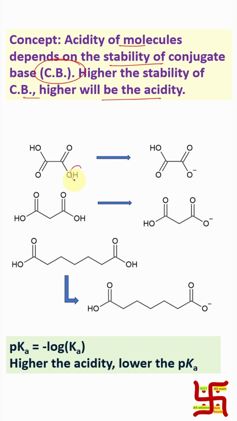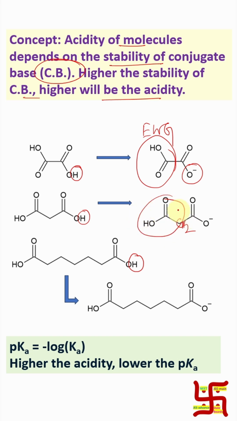Conjugate base means if you remove this H+, whatever anionic part is remaining is the conjugate base. Now for oxalic acid, this is the conjugate base and it is electron withdrawing in nature, meaning this electron withdrawing group is directly attached to the carboxylate. So it will help to stabilize this electron rich species, the conjugate base. Similarly, this is malonic acid, so here there is a CH2 in between. So obviously it is also electron withdrawing, but less electron withdrawing than the oxalic acid one. So oxalic acid will be a stronger acid than malonic acid.